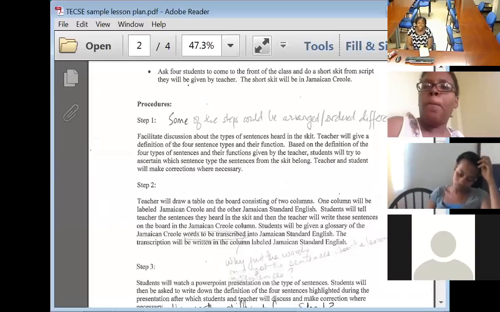Teacher will give a definition of the 4 sentence types and their function. Based on the definition of the 4 types of sentences and their function given by the teacher, students will try to ascertain which sentence type the sentences from the skit belong to.